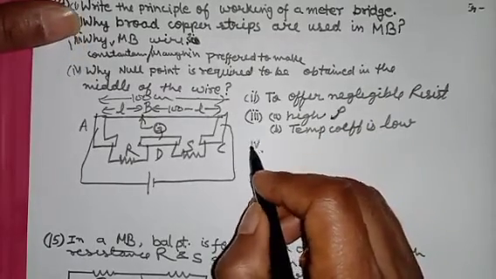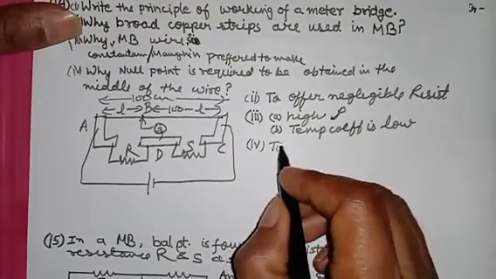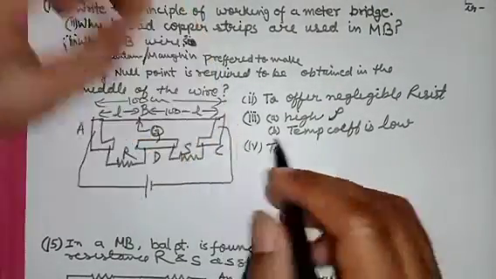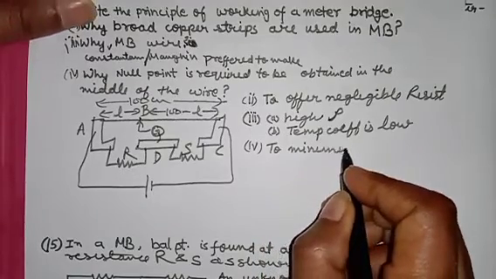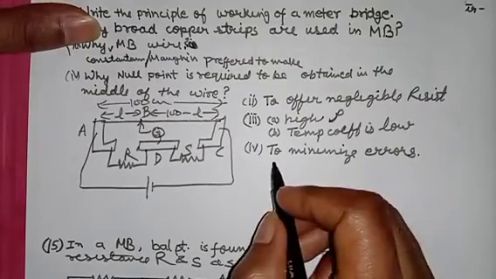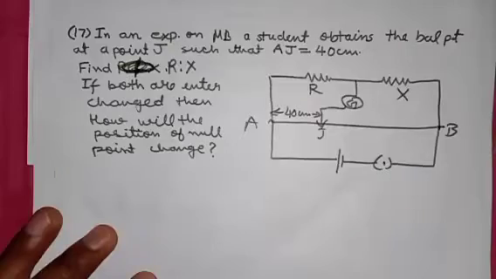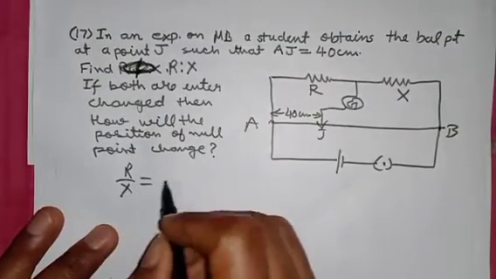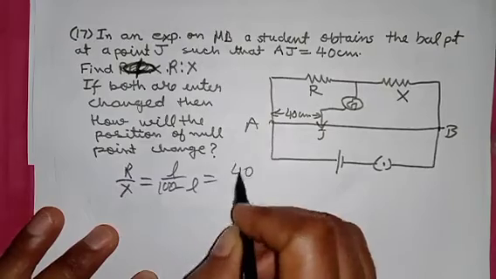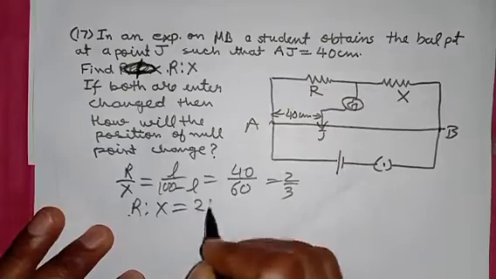And fourth point is why the null point is required to be obtained in the middle, to minimize error, to balance the circuit perfectly. Obtain balance point at J such that AJ is 40. Find the ratio R to X. Very simple. R by X is equal to L by 100 minus L, that is 40 upon 100 minus 40, that is 2 by 3. That's all. R is to X is 2 is to 3.